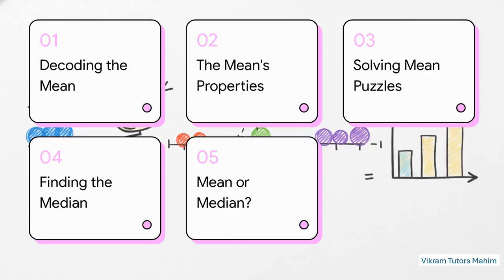So here's our game plan for today. First, we're going to decode the mean. Then we'll uncover some of its secret properties, kind of like power-ups. After that, we'll solve a few mean puzzles. Then we'll switch gears and meet the median. And we'll wrap it all up by figuring out the big one: when do you use which?